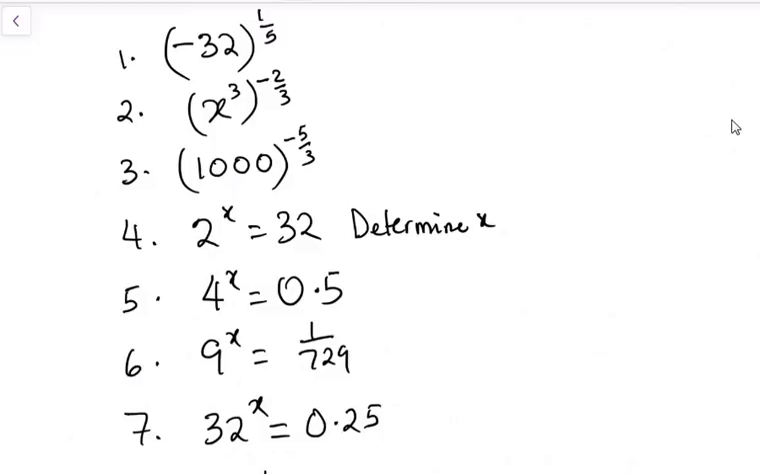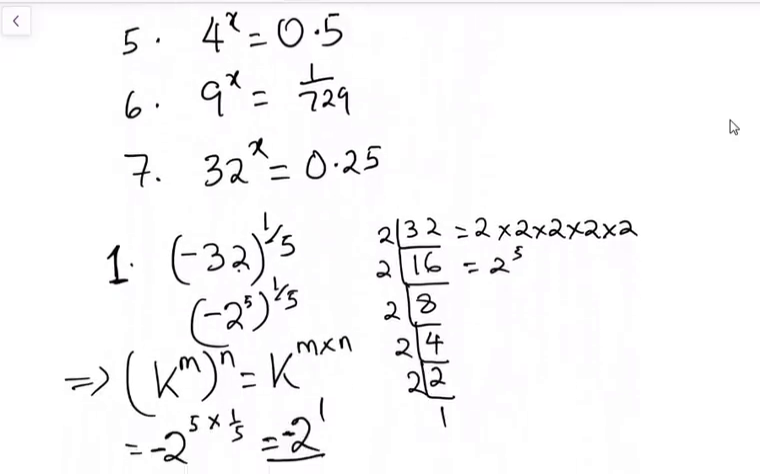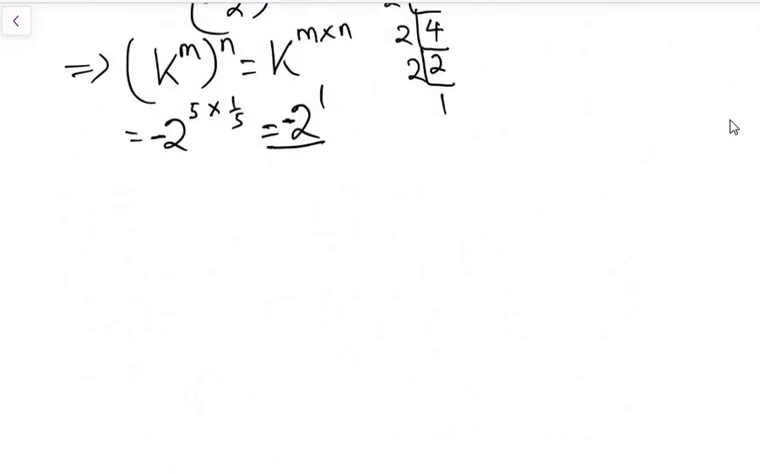Now let's continue with example number 2 as part of our exercise for applying the law on indices. So you've seen how we solve number 1. Now we want to take the second one, x raised to power 3. So we'll go to number 2 now. So we have x to the power of 3, or x cubed, now to minus 2 over 3.